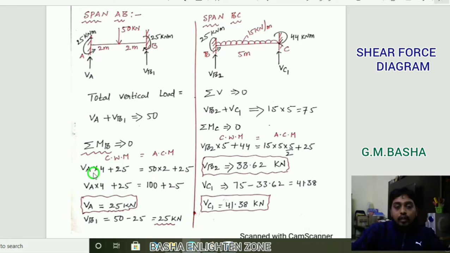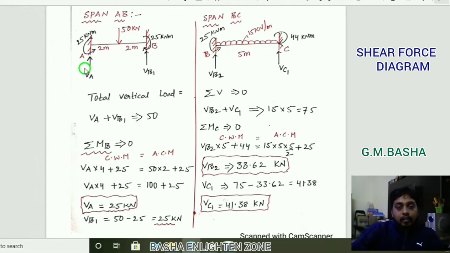Otherwise, if you take VA into 4 minus some 50 into 2, with all plus and minus values, you may feel somewhat difficult while calculating on your calculators. That is the reason I am taking all the clockwise moments on one side and the anti-clockwise moments acting on the span on another side. So friends, see here, the sum of the moments about B will be equal to 0. First of all, clockwise moments. I am taking clockwise moments this side, anti-clockwise moments this side.